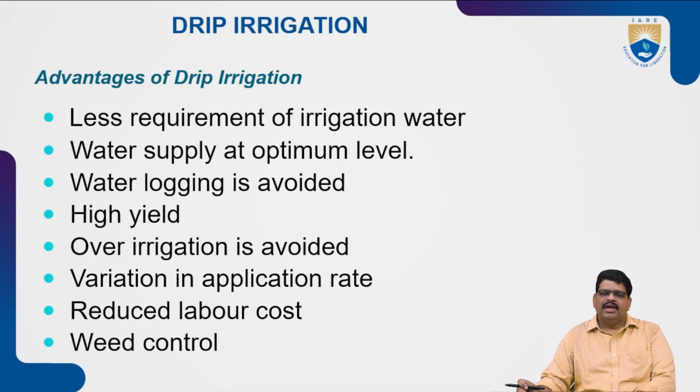Once the pipelines are fixed on the cultivated land, they stay fixed. Only small maintenance has to be applied. So the labor cost and maintenance will be less.